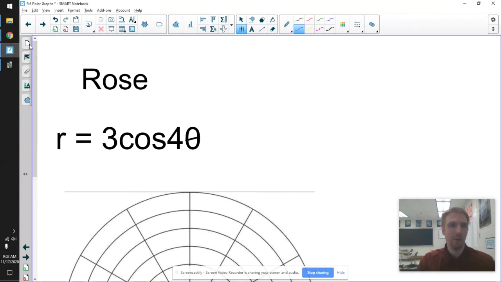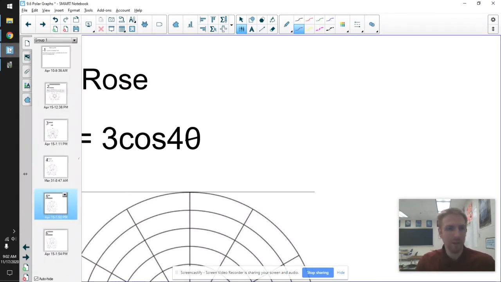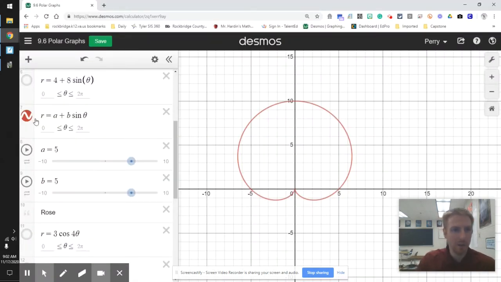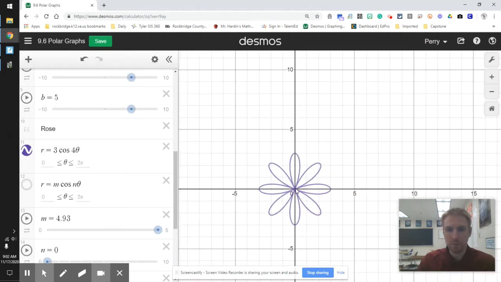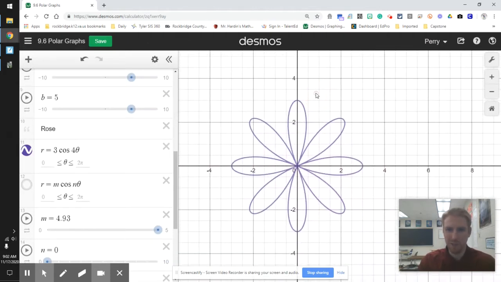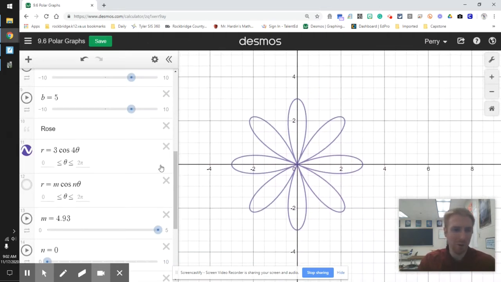Now, this one's really fun. I'm going to play around with it and let you see what you can do with it. A lot of students end up pulling this one up just to play with this one. So there's a rose, and it really just looks like any general flower, so I don't know why it's called a rose. But that's the next one.